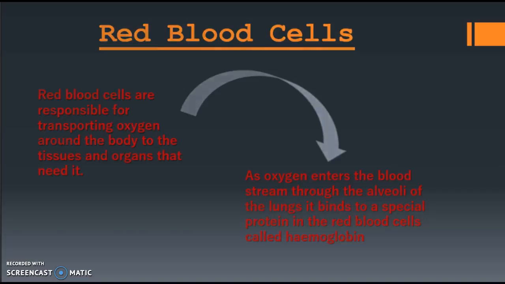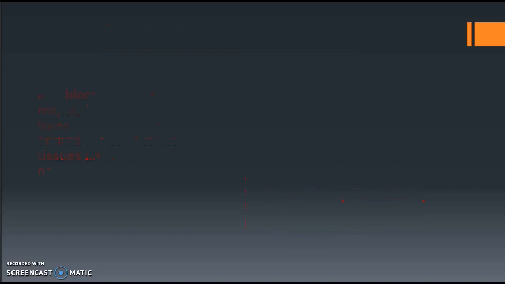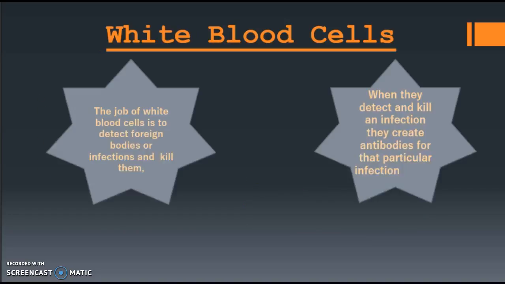So now we're going to be talking about white blood cells. And so the job of the white blood cells is to detect a foreign body or infection and to kill them. So when they detect and kill an infection, they create antibodies for that particular infection. And this enables the immune system to act more quickly against the foreign bodies or infections it has come into contact with previously.